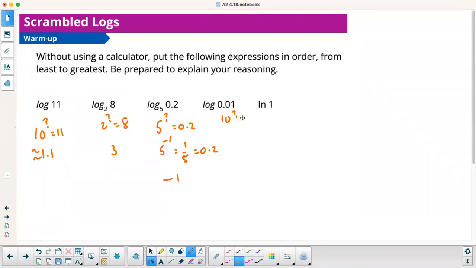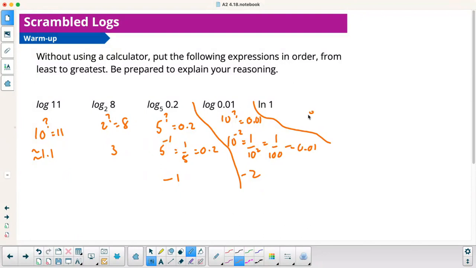10 to what power equals 0.01? That's going to be 10 to the negative 2. That gives me 1 over 10 to the positive 2, which is 1 over 100, which is 0.01. So this one is negative 2. And then, sorry, I didn't leave myself enough room here. So then this is e to what power equals 1? So this is e to the 0. Anything to the 0 is 1, so this is 0.